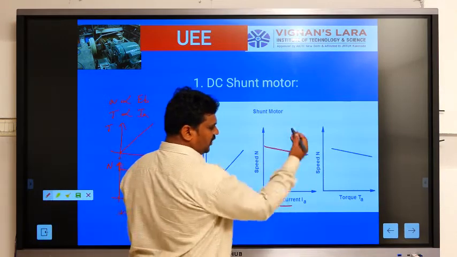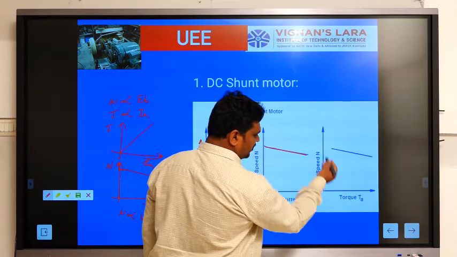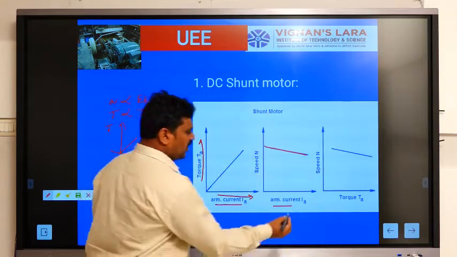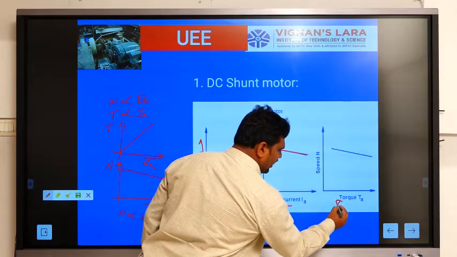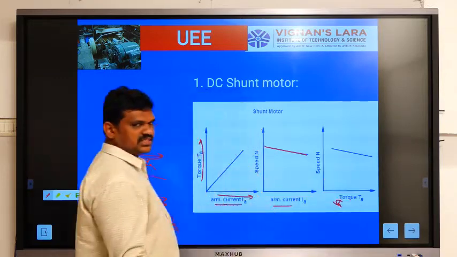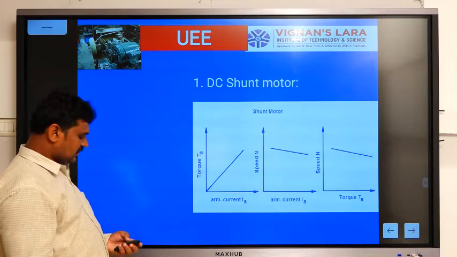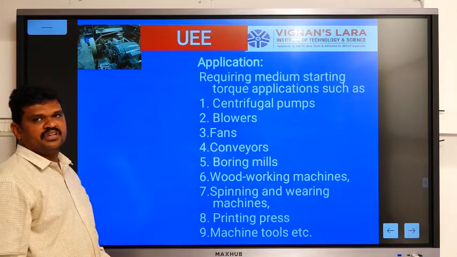Next, the third characteristic is torque versus speed. If torque increases, the Ia also increases. When Ia increases, the speed will decrease. So it is the characteristics of the shunt machine.